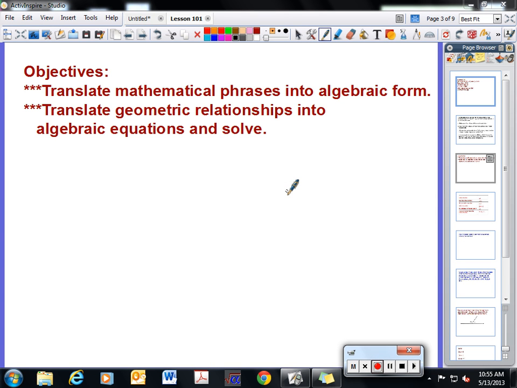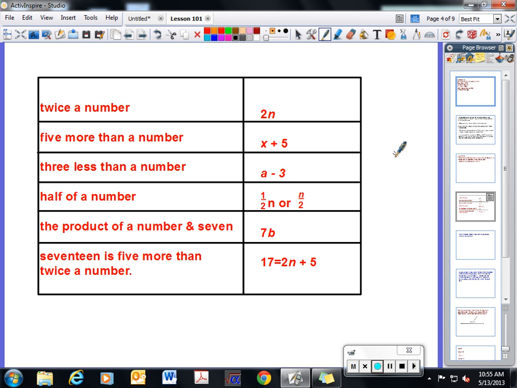Alright guys, today we're going to hit lesson 101. We're going to translate mathematical phrases into algebraic form, and we're going to translate geometric relationships into algebraic equations and solve them. So let's take a look at this table. I want you to just take a look at it, study it a little bit.